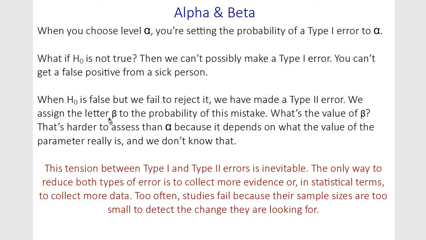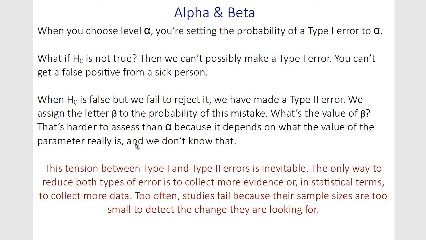So we assign the Greek letter beta, the Greek letter for B, to the probability of this mistake. It's much harder to find the value of beta than alpha because it depends on the real parameter, and we don't usually know that.